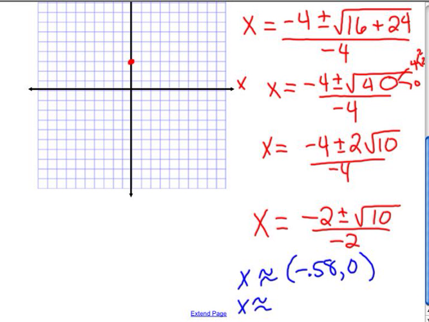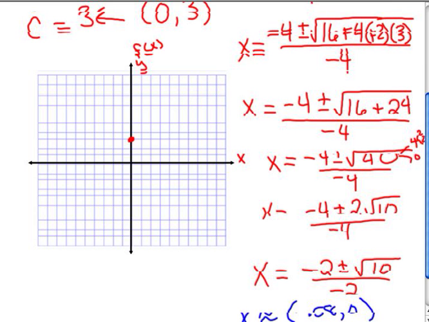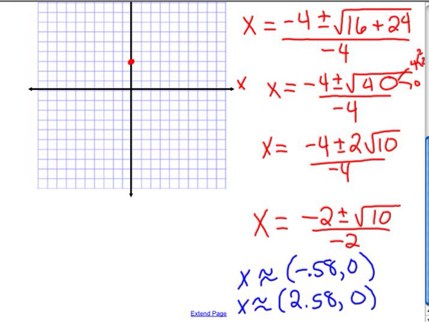And the other one is going to be a positive 2.58, comma 0. And again, I'm just approximating it. So we can go ahead and graph those 2 points. So negative 0.58 would be about here, and 2.58, about there. It doesn't have to be perfect. So you can see our graph starting to form.